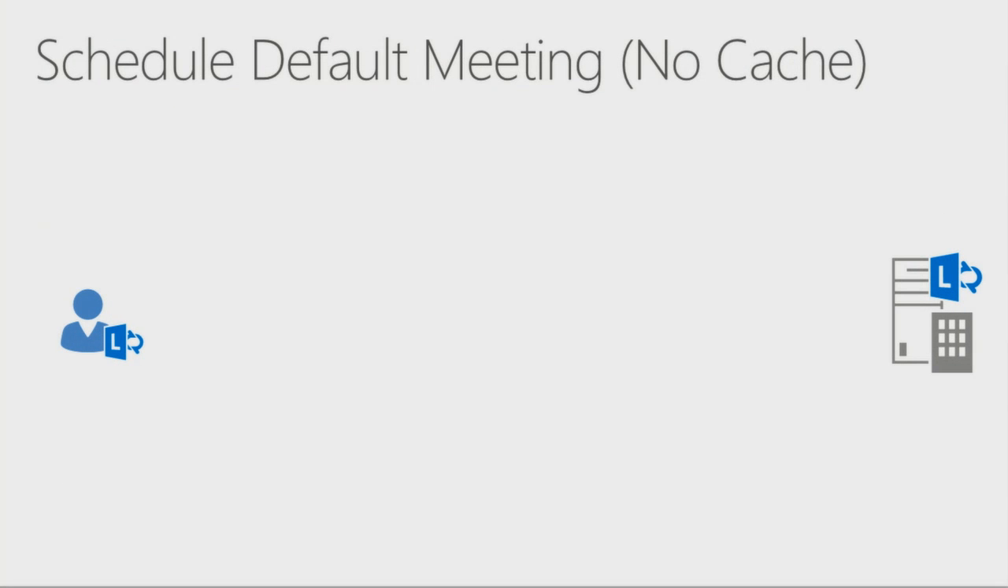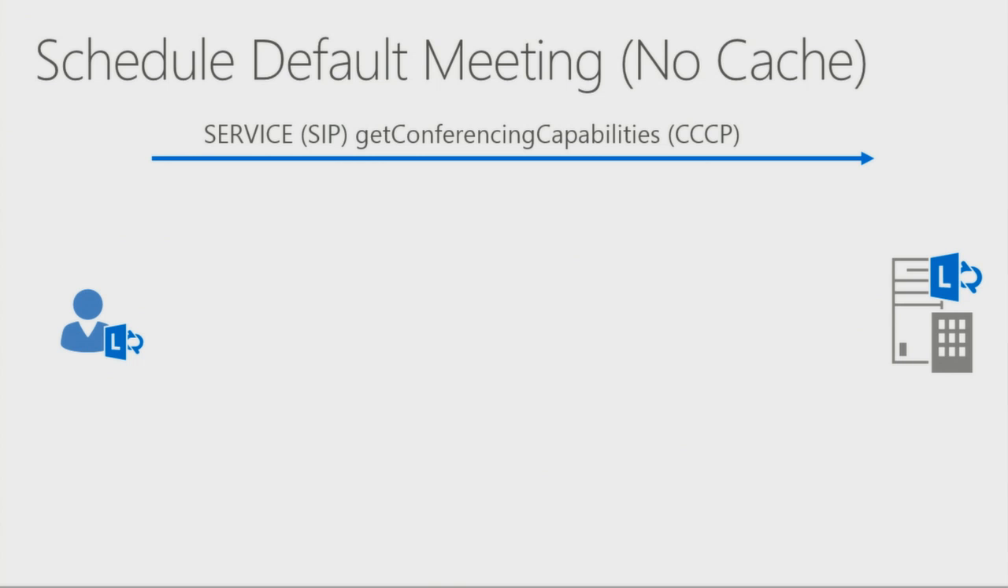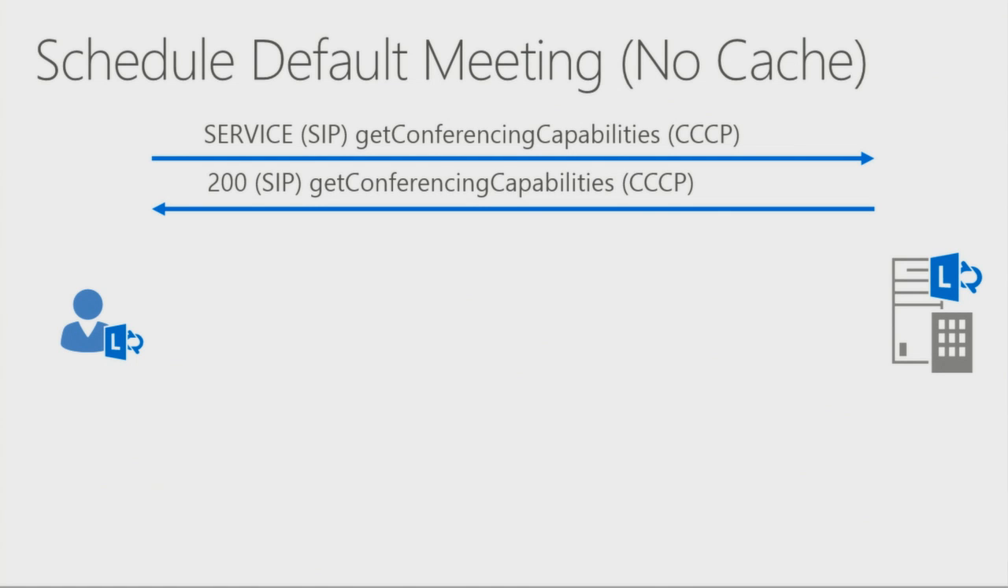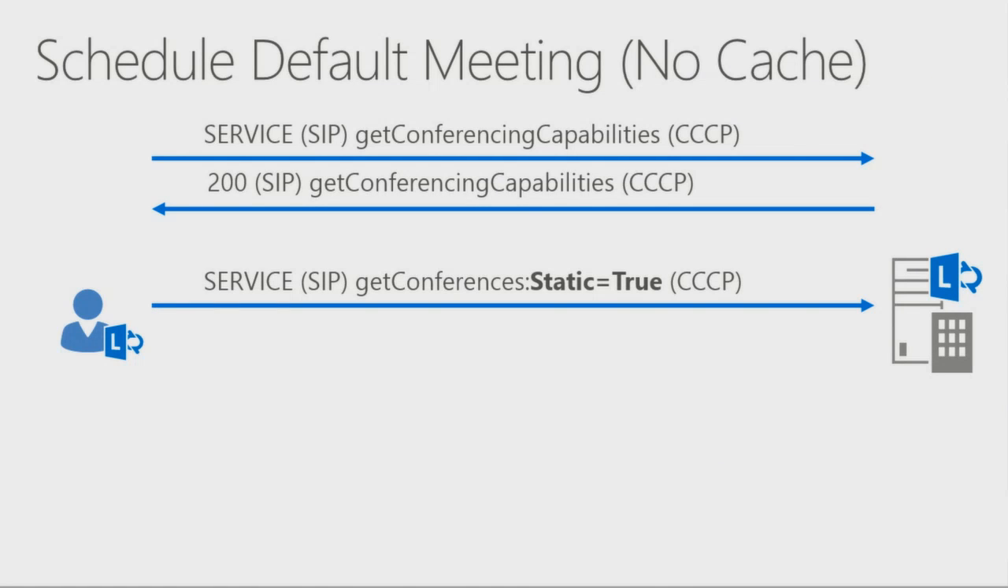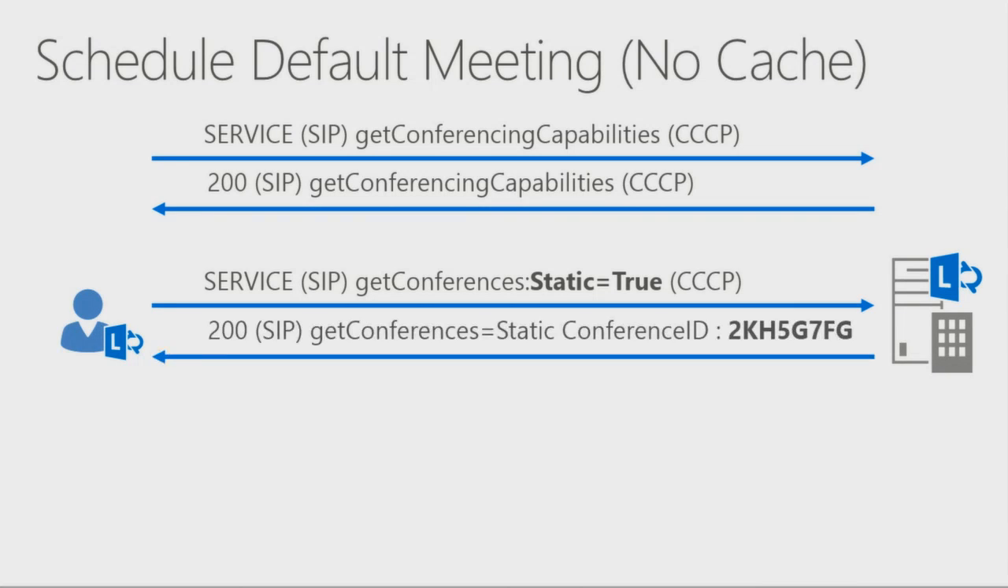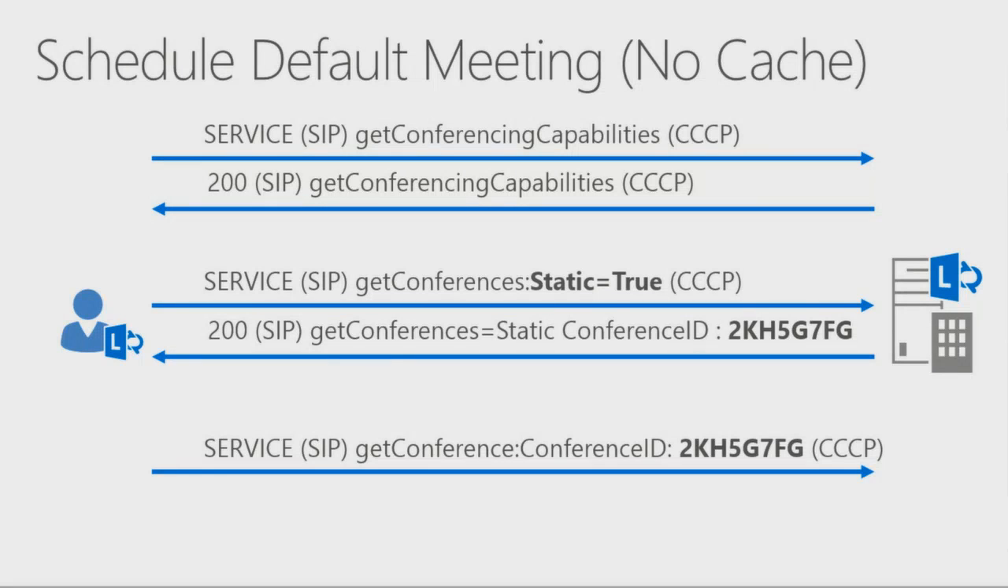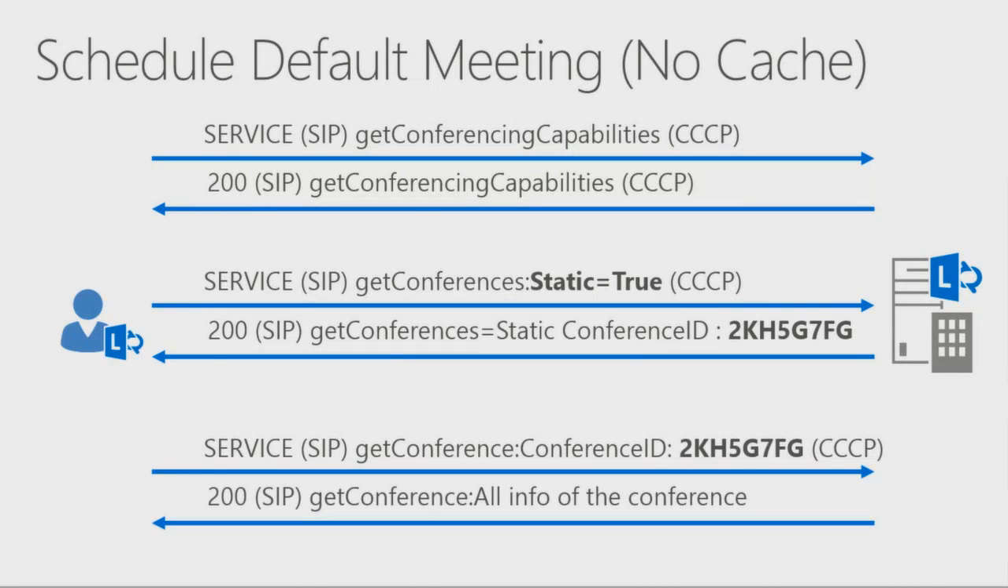And so this is no cache, and that would be an online non-default meeting then. And we send a service request with the get conference capabilities over a C3P message to the server, and get back a 200 OK. And oh, this is the static meeting. So this is the default meeting then. And then we get back the meeting ID, and we can start the meeting from there.